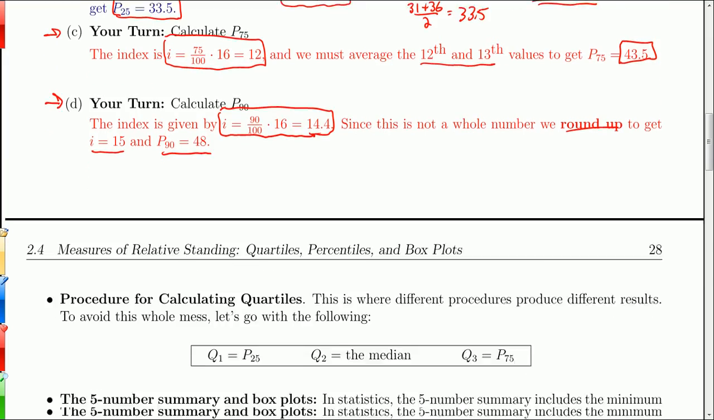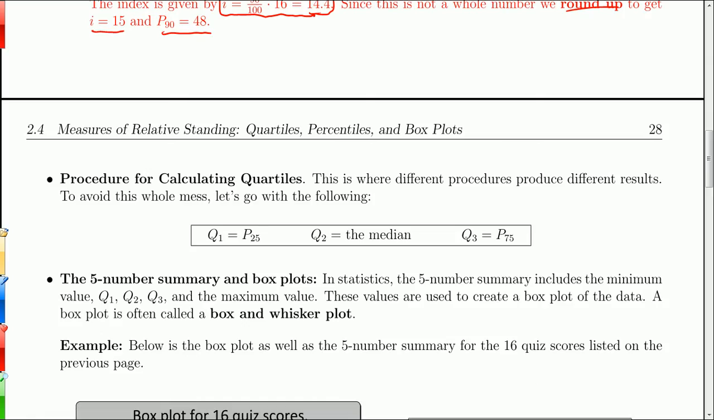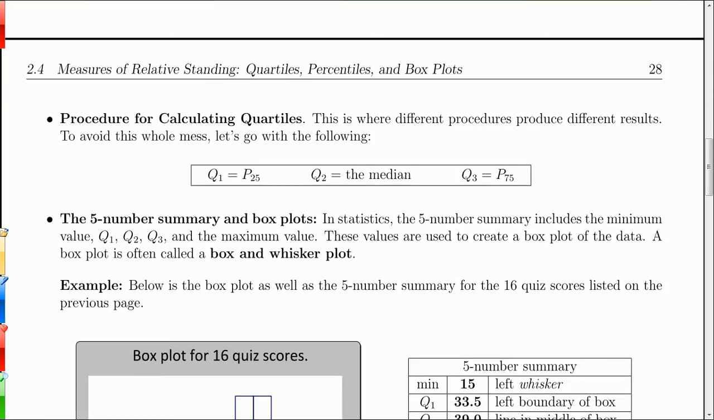Alright, so the procedure for calculating quartiles. This is where different procedures produce different results, not all textbooks agree, and actually not all software does it the same. So to save ourselves the messy business of choosing a method, we're just going to say that if you have P sub 25, now that we know how to do that, we're just going to make that Q1.